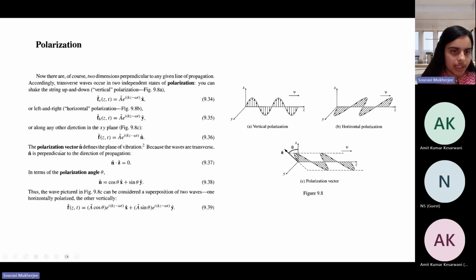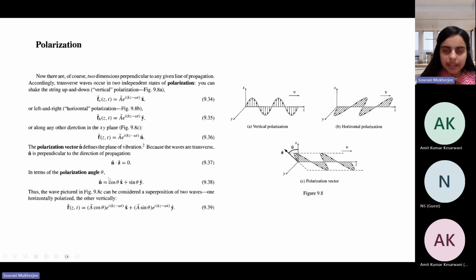So there can be an arbitrary polarization vector, n cap, which can be decomposed into some x cap and y cap. So basically, it lies somewhere in the xy plane. But what's interesting and important is that, because it's a transverse wave, n cap dot z cap, the dot product between your polarization vector and your propagation vector, should always be 0. Okay, so this is the condition that one needs to satisfy for transverse waves.